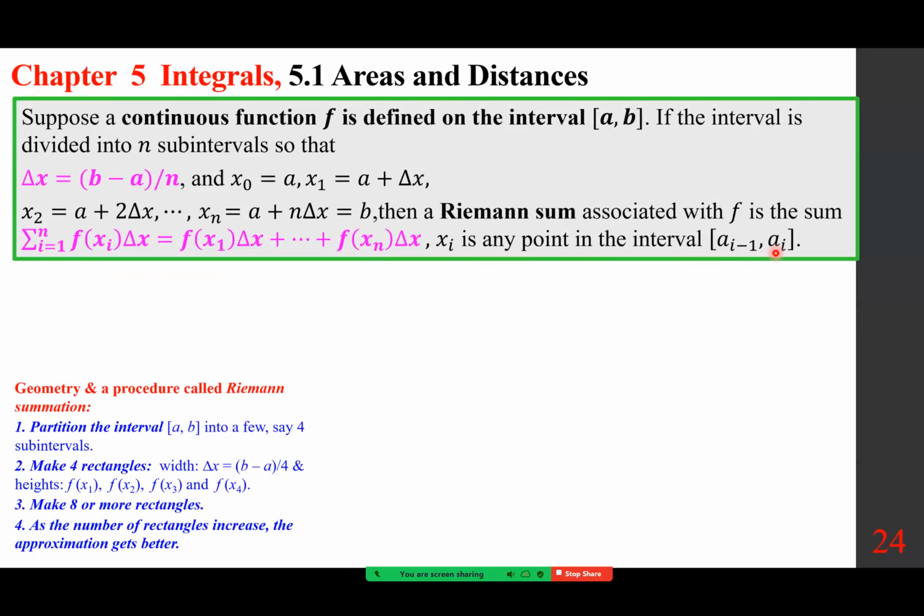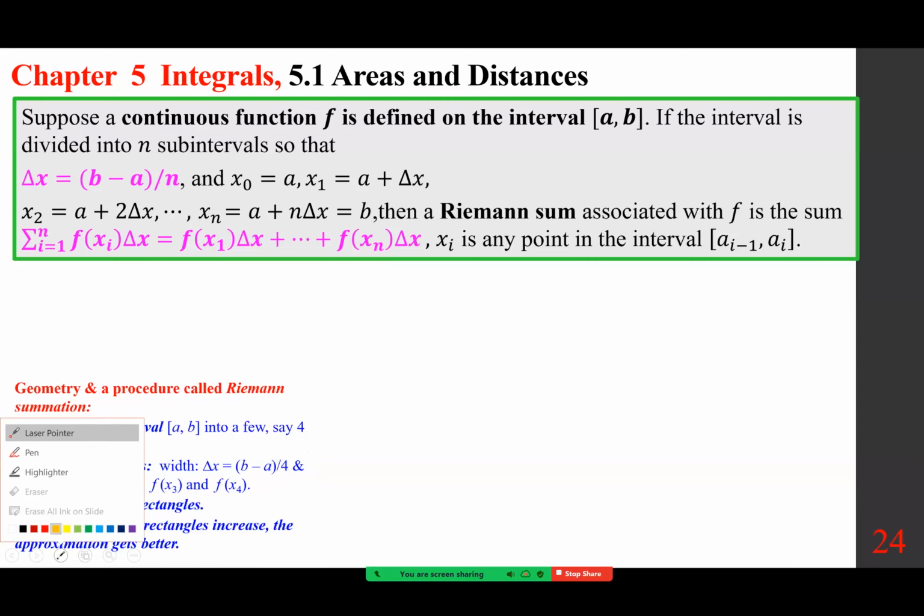So geometrically, what it means, class, we are dealing with a function, and we have an interval of a to b. If we cut it into n pieces, let's pick a number, for example, 4 subintervals, then we make 4 rectangles. The width is delta x, (b minus a) over n, and we change it to 4. The heights are f of x sub 1, f of x sub 2, f of x sub 3, f of x sub 4. And if we make it into 8 or more rectangles, we are fine with that too. As the number of rectangles increases, the approximation gets better.